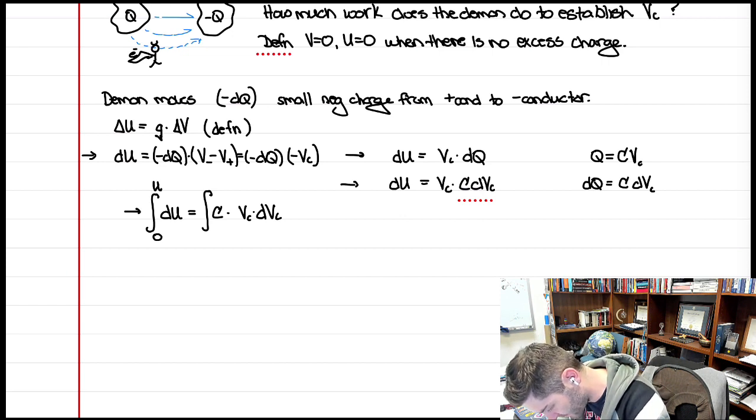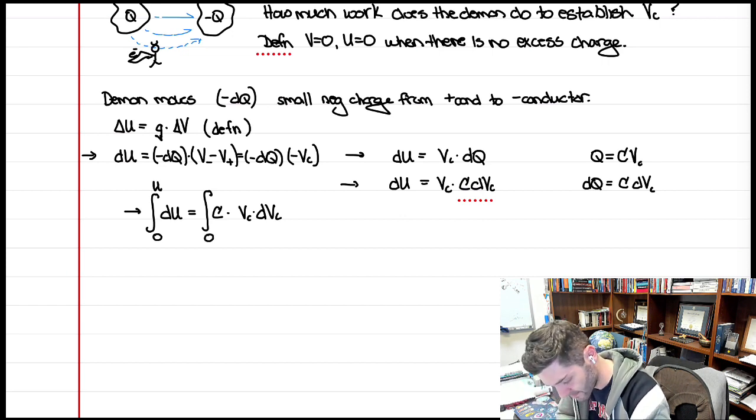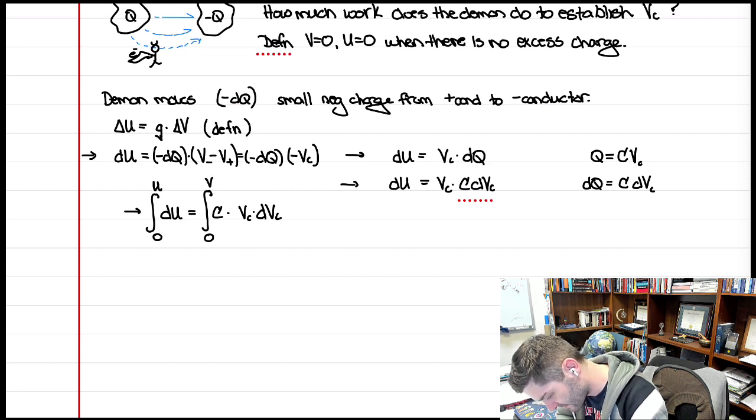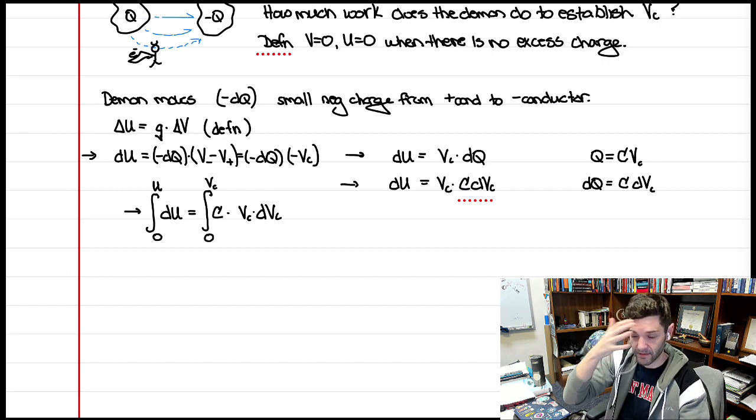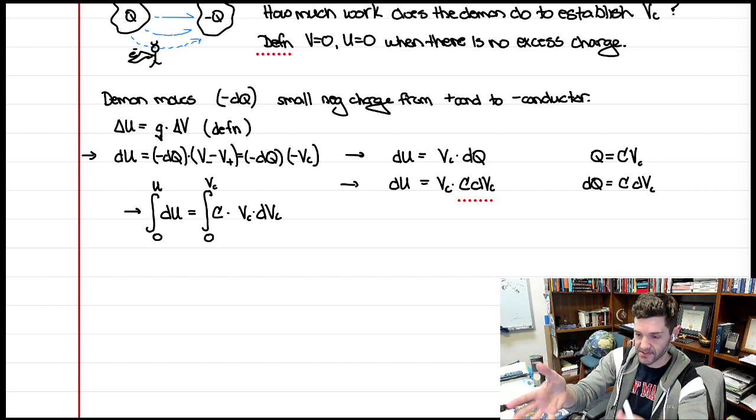Similarly, the voltage, when the potential is 0, the potential difference is 0, and then that builds up to some value of V sub C, whatever the potential difference that you've created across the capacitor.